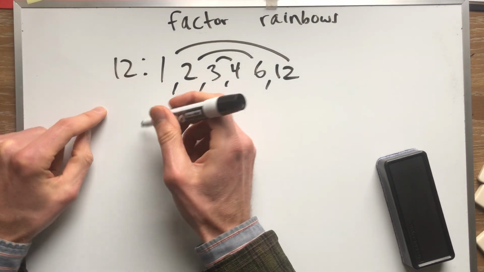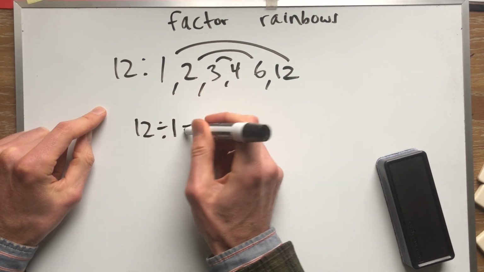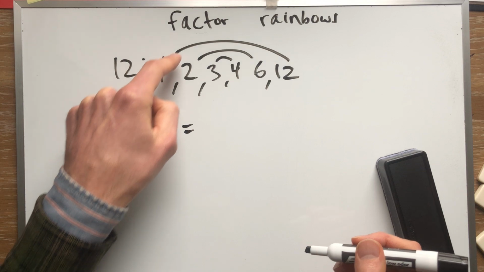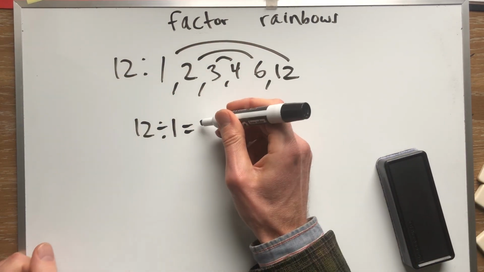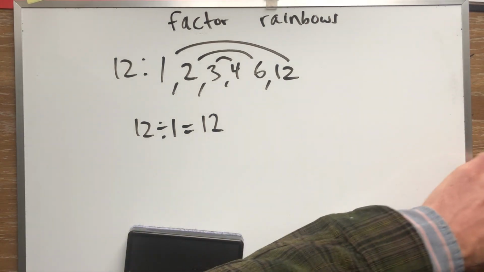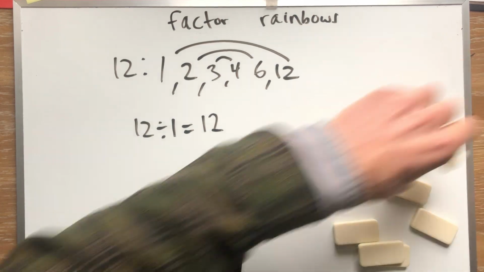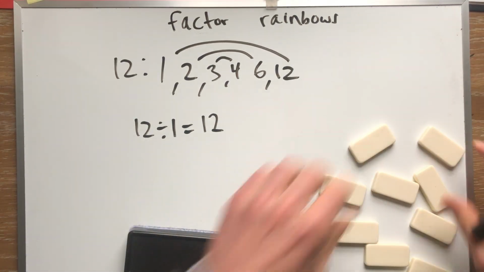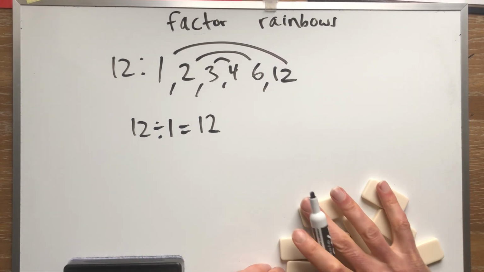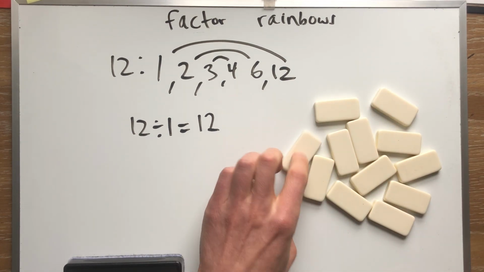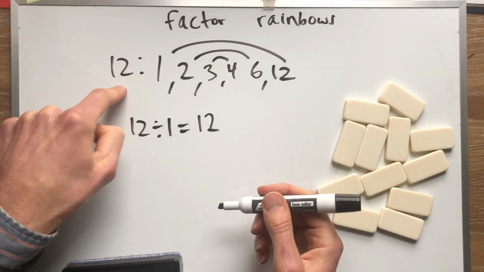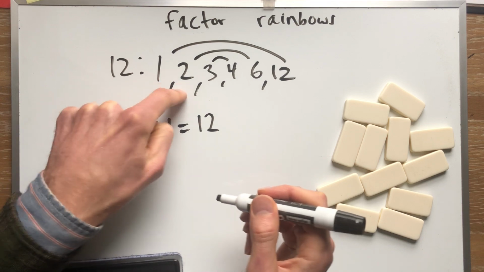What's 12 divided by 1? Well, 1 times what equals 12? Let's see. 1 times 12 equals 12. So that means if you have 12 objects, like I've got 12 dominoes here, and I put them into one pile, 12 divided by 1, how many go in each pile? Well, all of them, so 12, right? Okay, now let's divide 12 by the next number. So we're just going to go down the line like that.